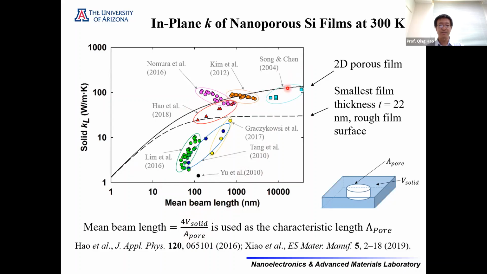The solid line is for 2D porous thin film with smooth top and bottom film surfaces. And the bottom curve is for a film with 22 nanometer thickness. This is the smallest thickness in all the measurements. And we assume the film surfaces to be very rough to diffusively scatter phonons, right? So in both cases, we assume rough pore edges to have diffusive phonon scattering. And we can see some data are within the prediction range, but some data can be much lower, right?